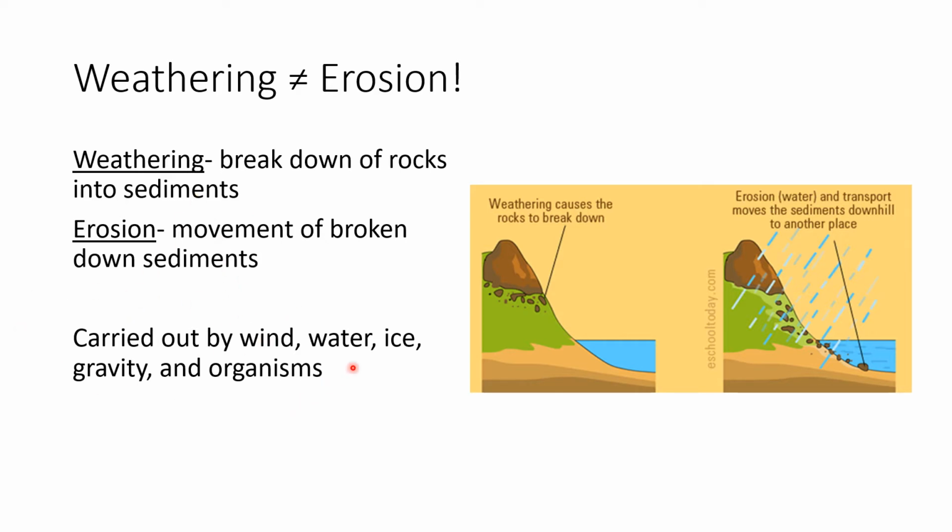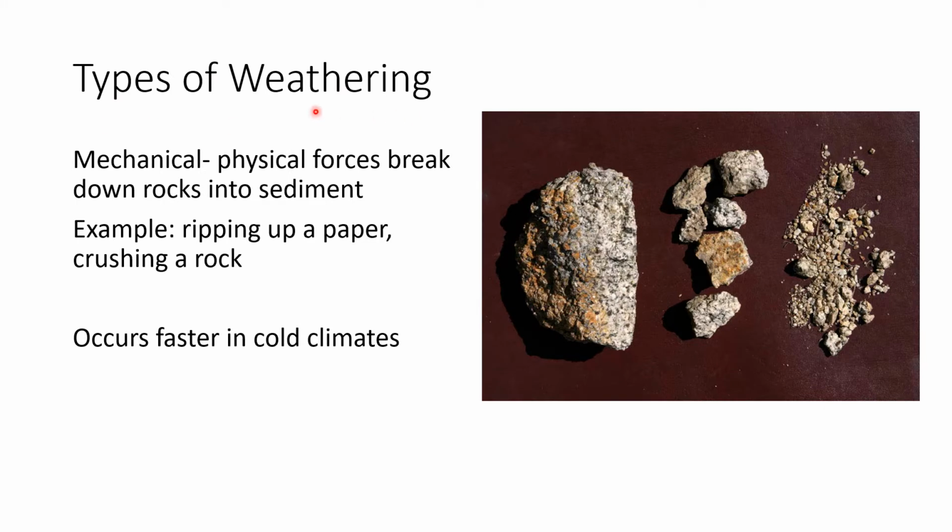Weathering and erosion, both of these processes can be carried out by natural things like wind, water, ice, gravity, like stuff rolling down a hill, and then some organisms can also contribute to weathering and erosion. We're going to focus more on the types of weathering in this particular lesson. The first main type of weathering is called mechanical.